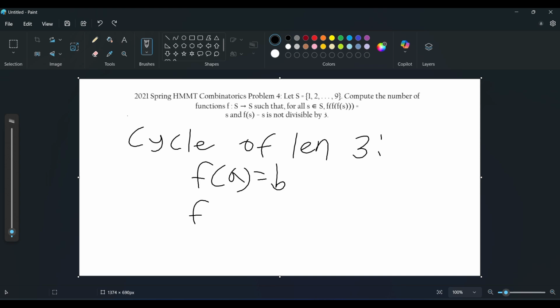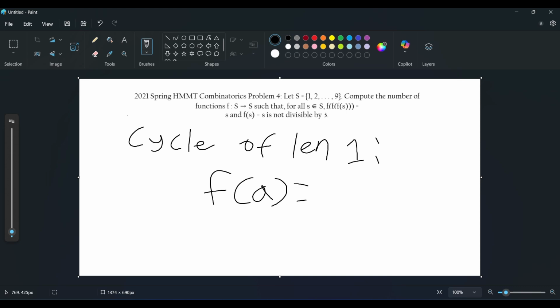But what about cycles of length 1? Can we even have those? Well, if we had a cycle of length 1, then we just have something like f of a equals a. If we let a equal s, then we're obviously just going to have f of s equals s. And that clearly violates the second condition, because f of s minus s would evaluate to 0, and that is divisible by 3, because 0 divided by 3 is 0. So we cannot have cycles of length 1. We must have cycles of length 3.